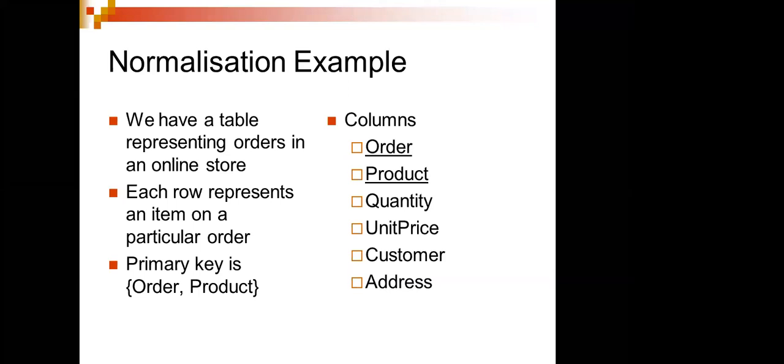So here I have underlined order and product. When I'm underlining these two words, it means that these two are the primary key. Means whatever order you are taking, it has a unique value and it should not be duplicated and it is compulsory.